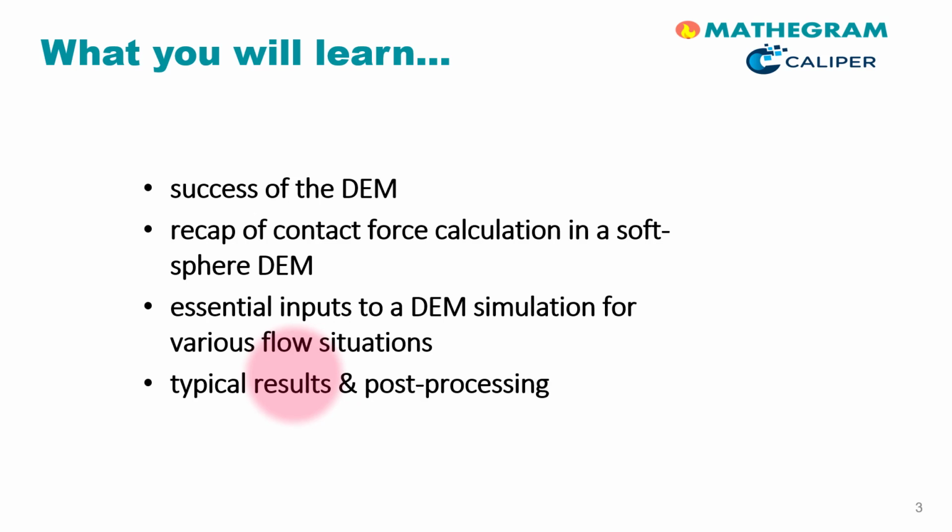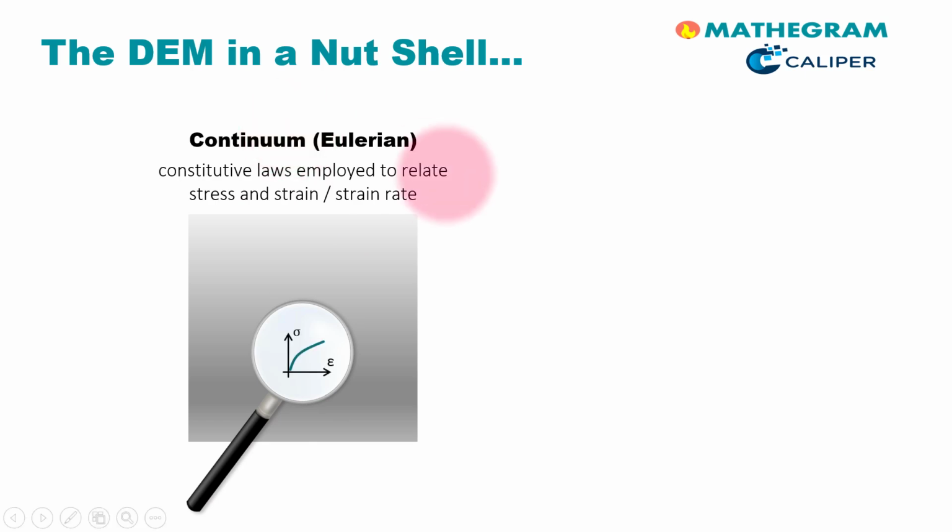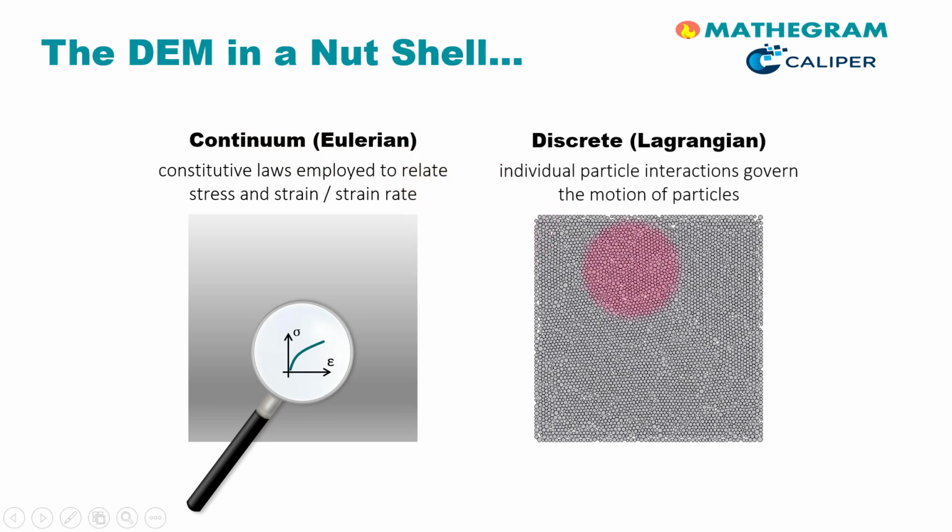Finally, we will also listen to experts on their opinion on why DEM advanced topics should be taught to a broader audience. Before we can start, let me summarize in a nutshell what the DEM is. Unlike a so-called continuum or Eulerian model, the DEM is a discrete or Lagrangian model. The DEM focuses on individual particles and how interactions between particles and walls or an ambient fluid govern their motion.